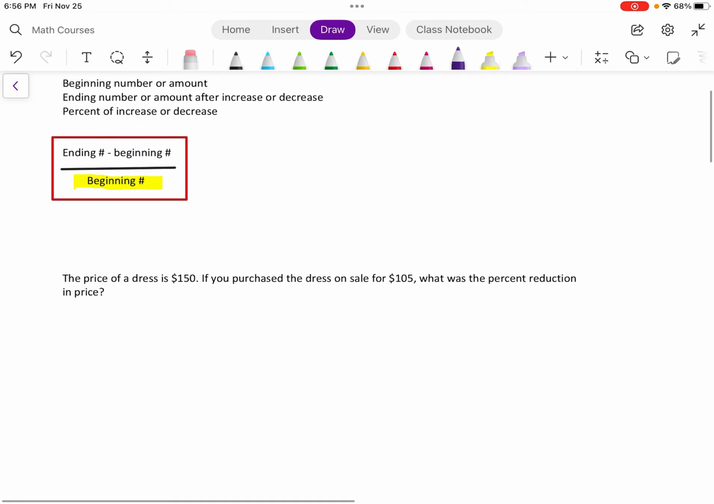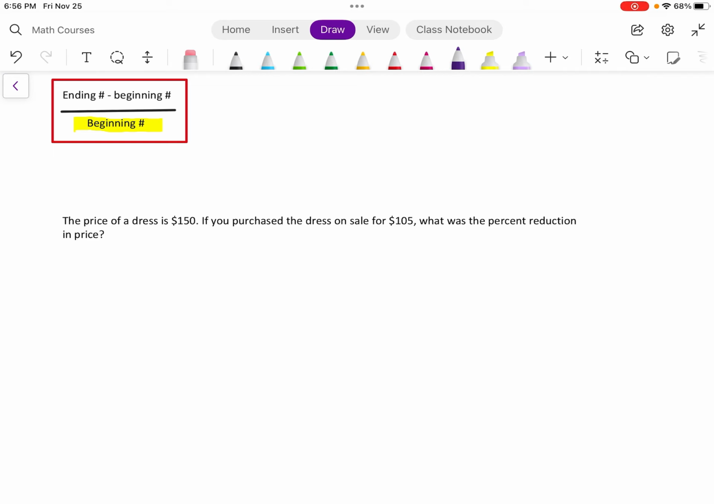So our first problem is the price of a dress is $150. If you purchase the dress on sale for $105, what was the percent reduction in price? So a percent reduction, that would be a decrease. So you know you're going to apply this process for it.